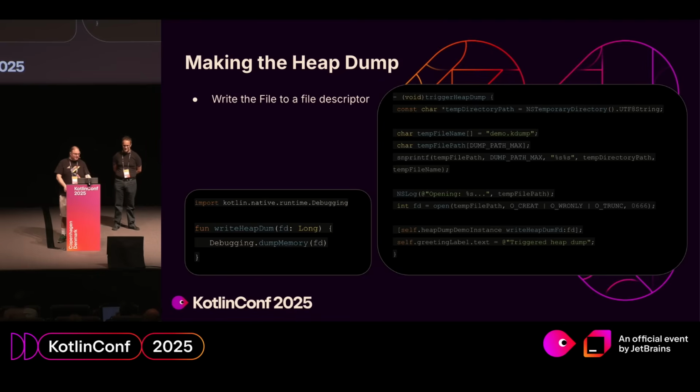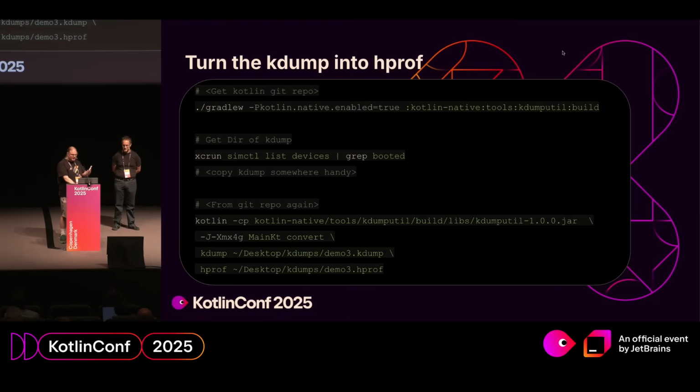The tool is as easy as calling debugging dump memory from the Kotlin native runtime. It's really low level. You're literally passing along a file descriptor. I've got some random Objective-C code of building the file descriptor to a temporary file. It's on this slide for reference. You don't necessarily need to read it now, but you generate that file. Again, more code that you do not need to read.